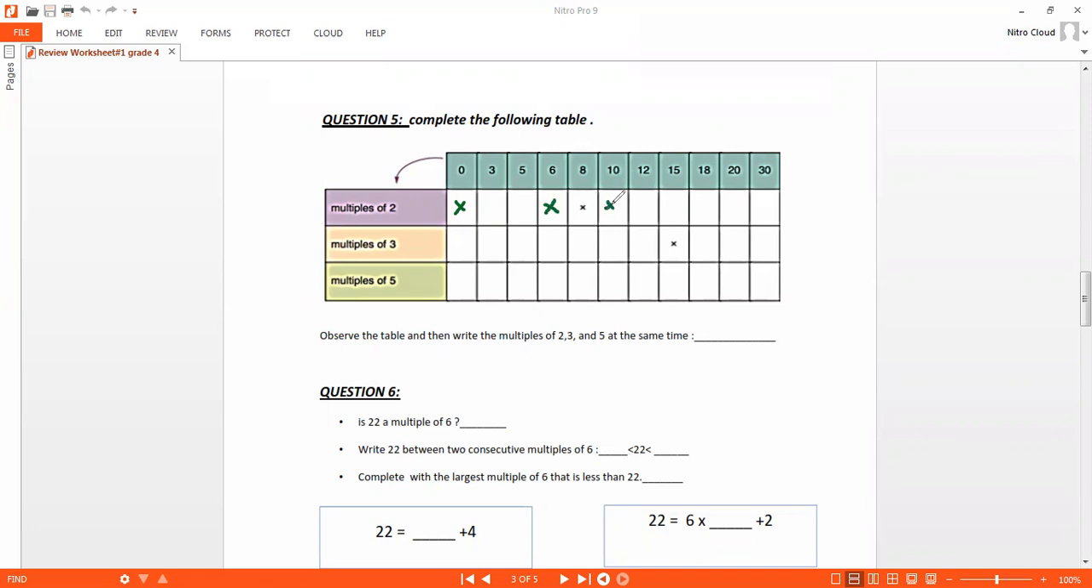10, because 2 times 5 is 10. 12, because 2 times 6 is 12. And 18, because 2 times 9 is 18. 2 times 10 is 20. And 2 times 15 is 30.